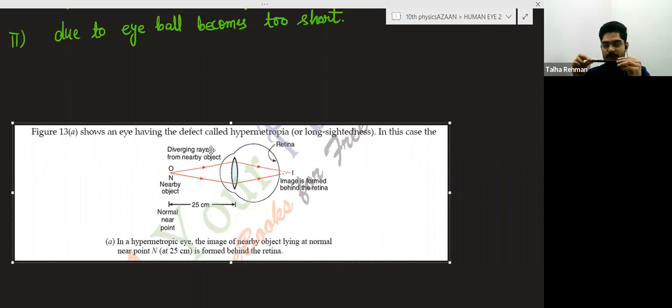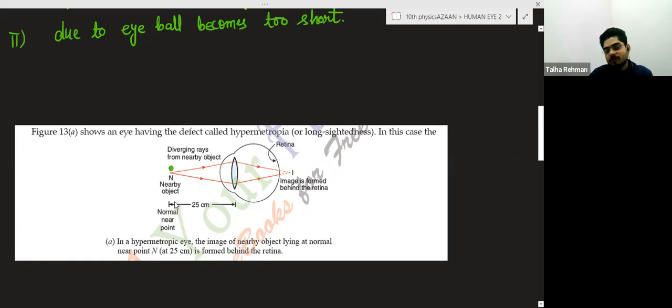So what I have to do, in case my eye is suffering from hypermetropia, the near point of my eye will increase. So I have to increase the distance of the pen so that the pen is visible to my eye. This is the distance from my eye at which the pen is placed, and now I can see it clearly. And if I place this pen here, my eyes are not able to see this pen clearly. So this is the nearby object.